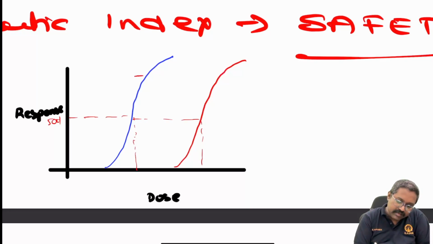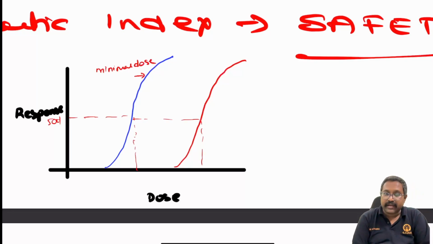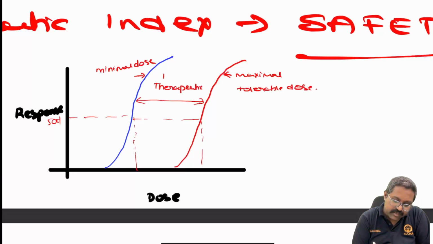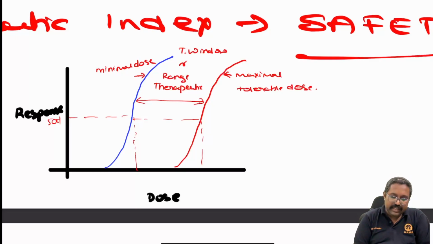This is the minimal dose that is required to produce the effect, and this is the maximal tolerable dose. So basically, whenever you administer a drug, it has to be in this range. This is called the therapeutic range, or sometimes the therapeutic window. So always the drug has to be in this range for its beneficial effect.